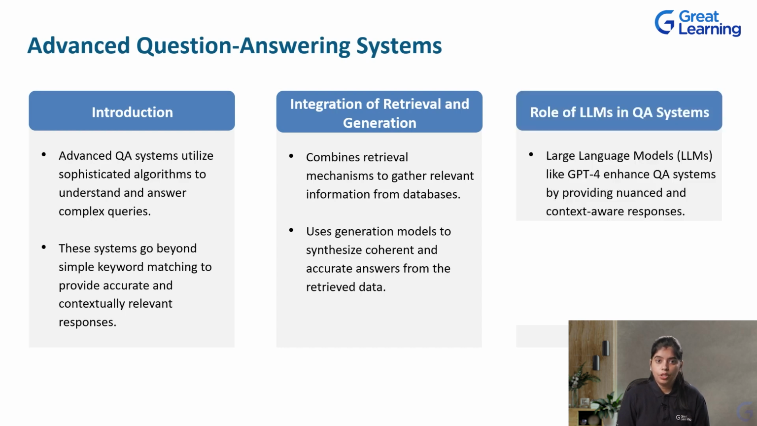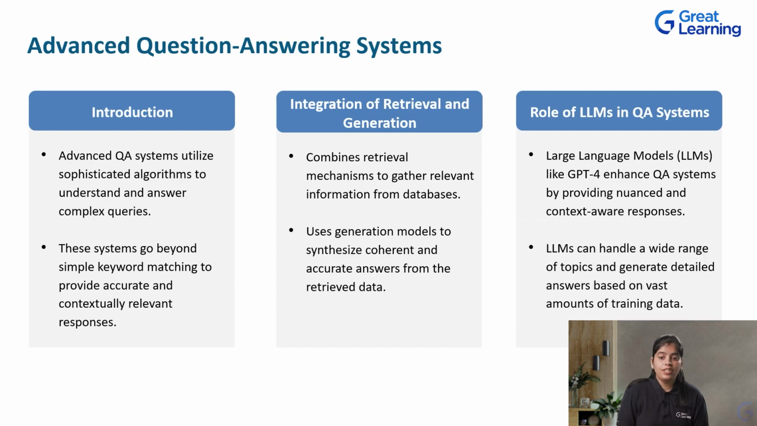After this, the role of LLM in QA systems. Now, what is the role of LLM in QA systems? Large language models like GPT-4 enhance QA systems by providing context-aware responses. LLMs can handle a wide range of topics and generate detailed answers based on vast amounts of training data. Because GPT-4 is trained using a large and vast amount of data, if you ask any query using a prompt, you will get a response through that model. So how? Because it can handle a wide range of topics and generate detailed answers based on the trained data we have fed there.